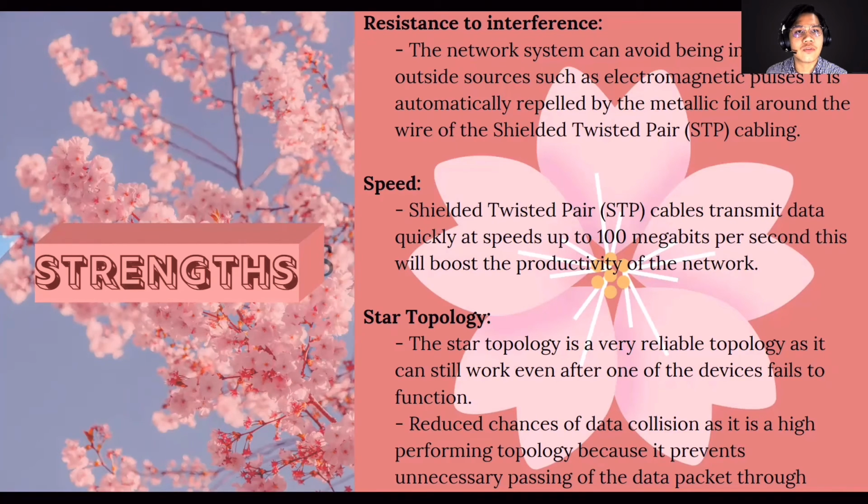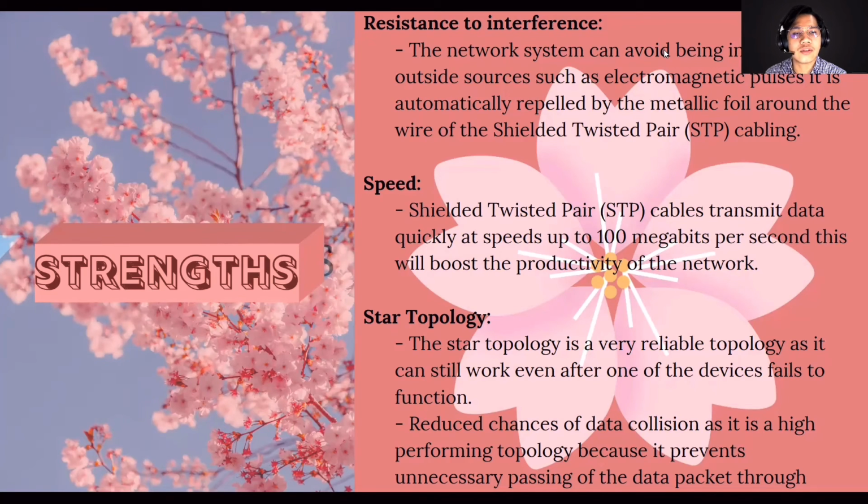The first strength of our network system is the resistance to interference. The network system can avoid being interfered with by outside sources such as electromagnetic forces, as it is automatically repelled by the metallic foil around the wire of the shielded twisted pair cabling, or the STP cables. The second strength is that the STP cables can transmit data quickly at speeds up to 100 megabits per second.